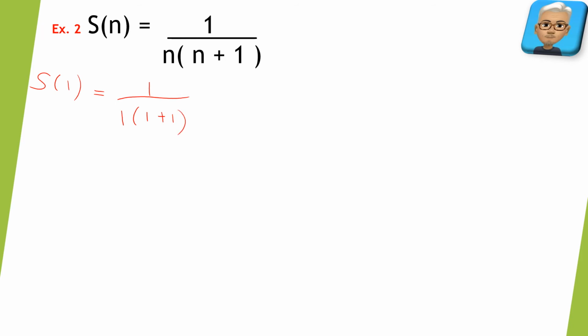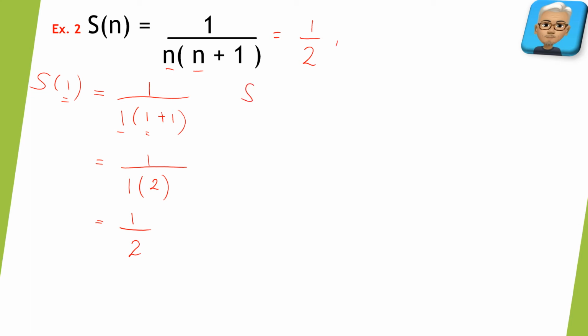Again, if you notice, instead of using n, pinaltan ko na siya ng 1. Okay? Then let us compute. We have 1 over 1 times the sum of 1 and 1 is 2. And so happened that in the denominator, the product of 1 and 2 is 2. Ibig sabihin, our first term here is 1 half.